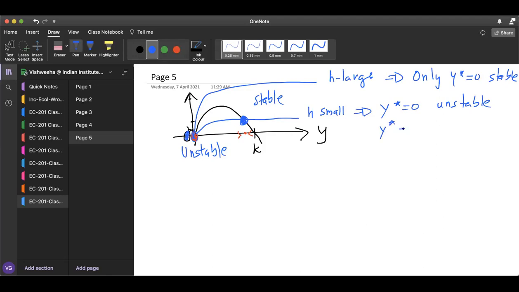y star, some y, let's call it, y that is less than k is stable. Is that fine? So we have two, in this case we have two, in this case we have only one. Have we covered all possibilities? Is there something in between? Okay, so now that's not very evident unless you plot much more carefully, not like the way I am plotting.